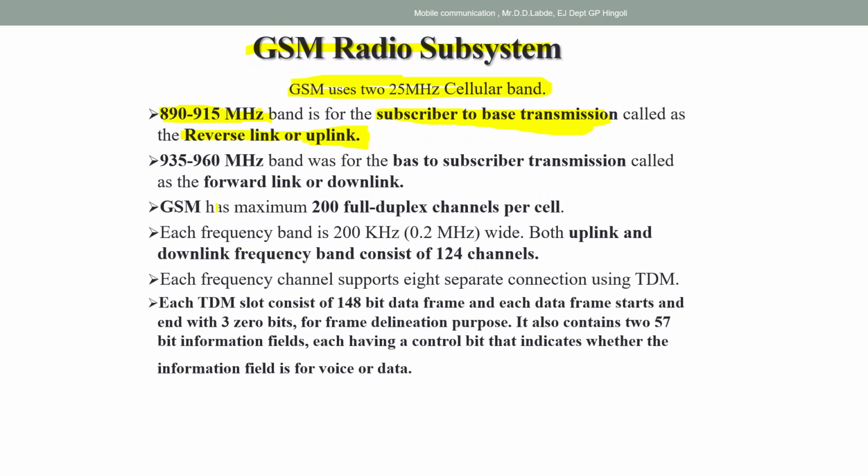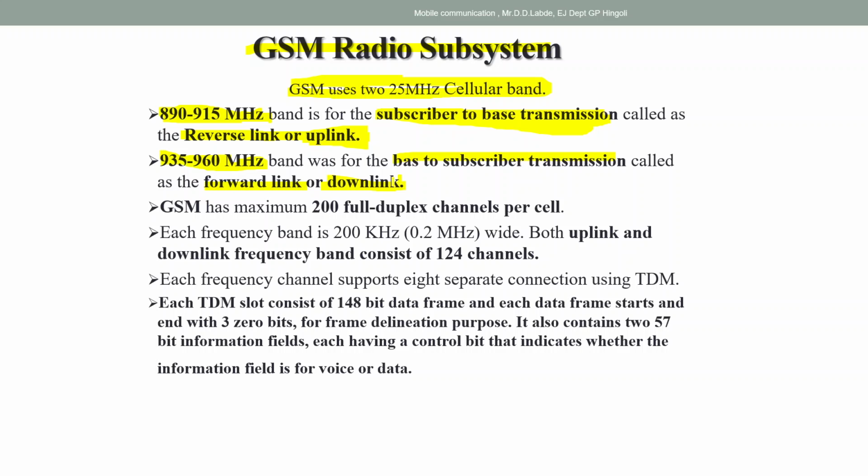Okay. Now second, that is from 935 to 960 megahertz. In between these two frequency bands, that is 890 to 915, after 915 it is from 935. Means there is a gap, near about 20 megahertz band gap between your uplink frequency and downlink frequency. The downlink frequency is from 935 to 960 megahertz, for base station to subscriber transmission, which is called a forward link or downlink.